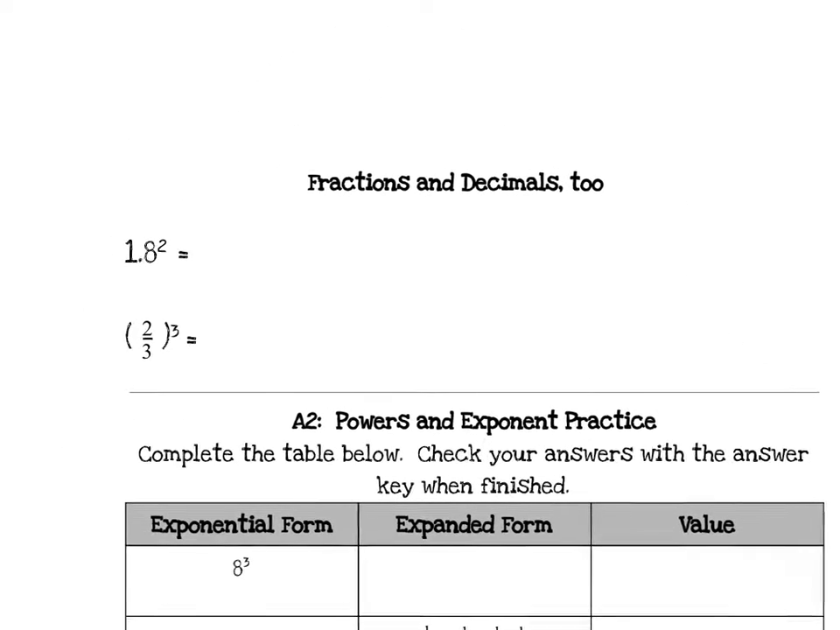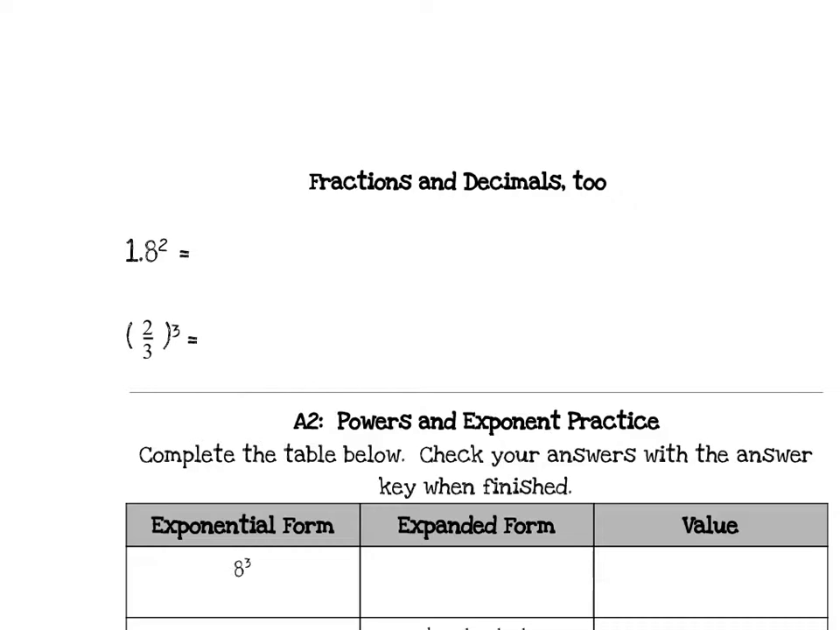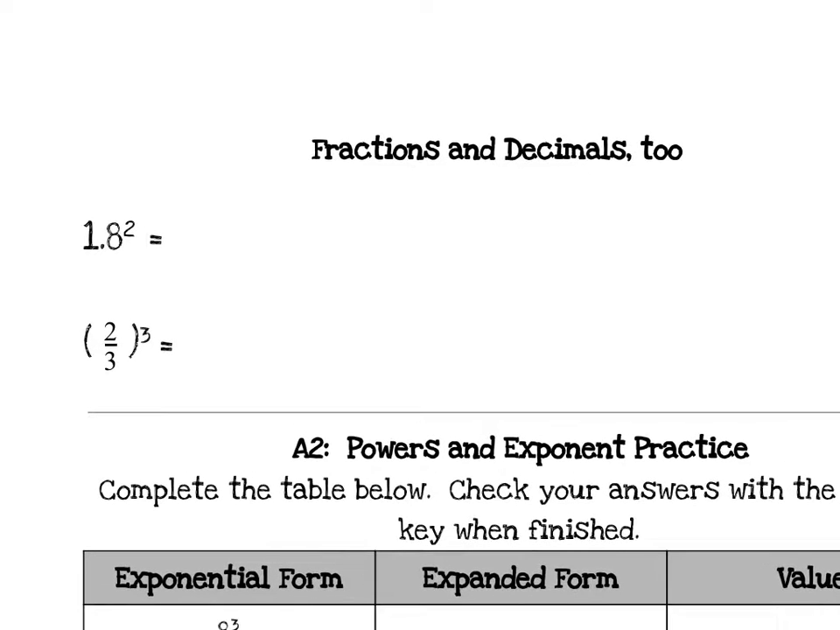One more thing we want to point out, we can use fractions and decimals whenever we're using these powers and exponents as well. So if we have 1.8 to the 2nd power, that just means we're going to take 1.8 times 1.8. You always multiply if you're using an exponent, and then you can use your calculator to do that multiplication, and you would get 3 and 24/100ths.